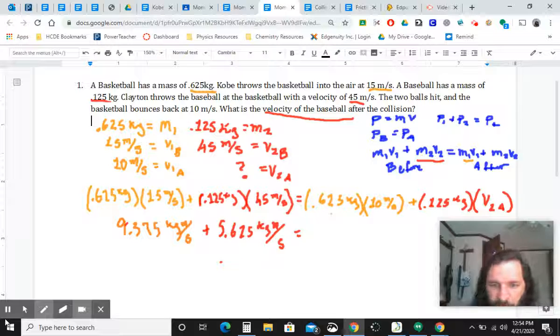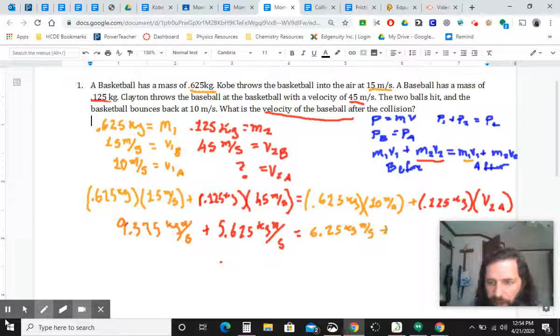So now look at this, 0.625 times 10. Sure, we could go punch that into our calculator if we wanted, but anytime you're multiplying by 10 or dividing by 10, you're just moving the decimal either to the left or to the right. So since we're multiplying by 10, it's going to get bigger. So 0.625 is going to become 6.25. If you don't believe me, punch it in your calculator and check. So again, that's kilograms meters per second.